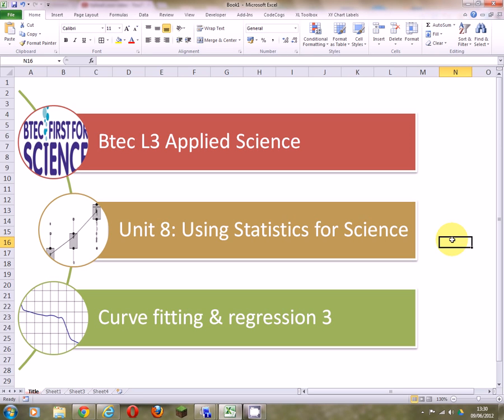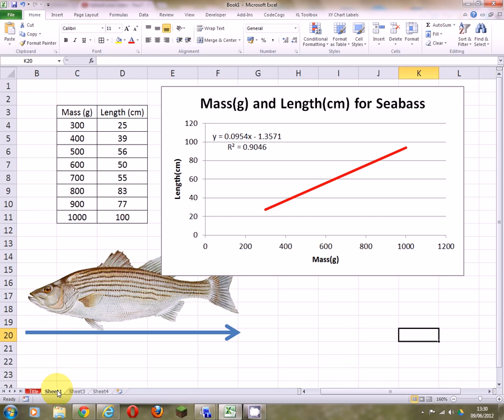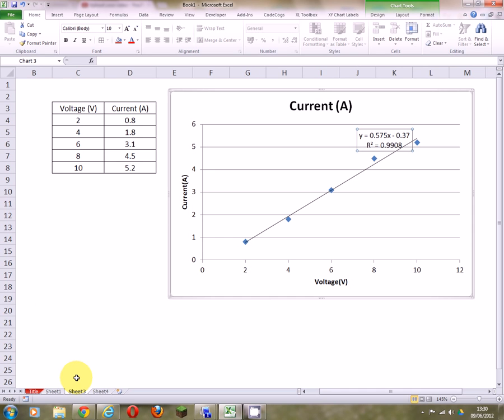Welcome to the third video in the series of BTEC L3 Applied Science, Unit 8, Using Statistics for Science. And this time we're going to look at the third version of fitting curves. If you remember, we looked at straight lines for fish mass and length, and then we looked at a version of Ohm's law with current and voltage.